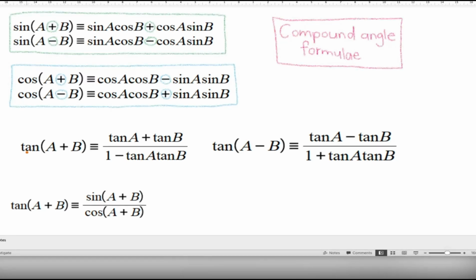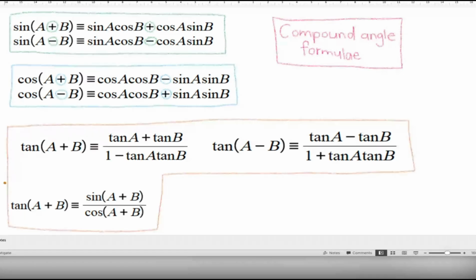Let's look at the tangent formulae. Let's have a look at the first one. Tangent of A plus B is identically equal to the tangent of A plus the tangent of B divided by 1 minus the tangent of A multiplied by the tangent of B. And then we have another one. The tangent of A minus B is identically equal to the tangent of A minus the tangent of B divided by 1 plus the tangent of A multiplied by the tangent of B.